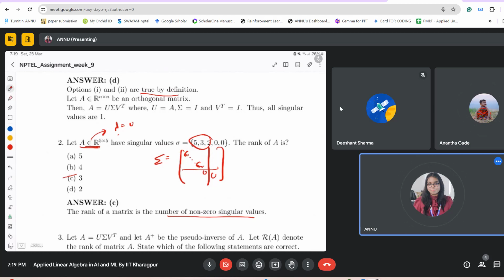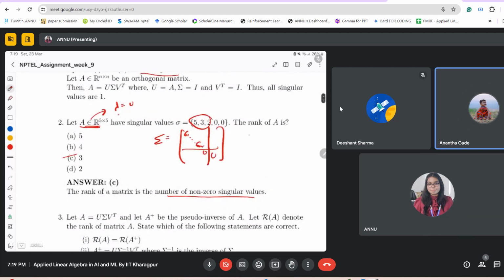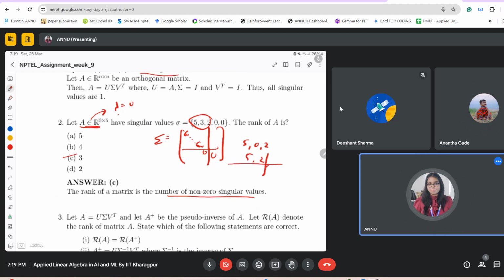Yes, we can write in decreasing order, maximum first and minimum afterwards. Anyway, zero is one of the eigenvalues of this matrix. Suppose 5, 0, 2 are the eigenvalues and the other two entries are 0. Then the rank will be 2. So for 5, 0, 2 you have to write 5, 2, 0.